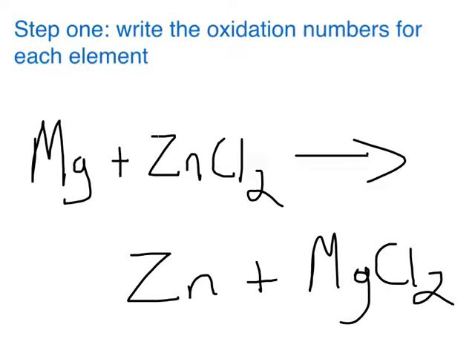Okay, so if we're trying to figure out if this reaction is a redox reaction, then what we're going to do is go ahead and assign oxidation numbers. The more you practice, the better you'll get at this. But just really quickly, look at this one. I know that magnesium is an element, so I'm going to go ahead and assign it an oxidation number of 0, and same with zinc. Very straightforward.